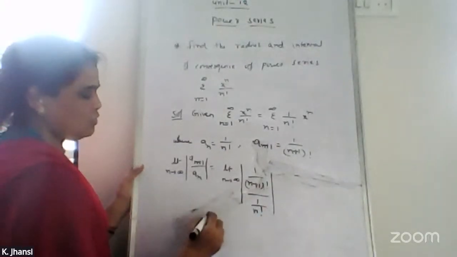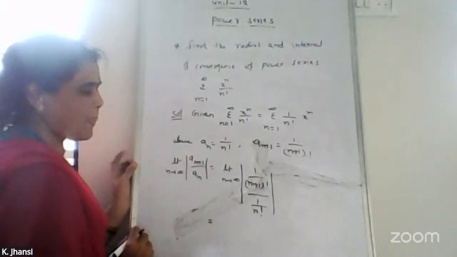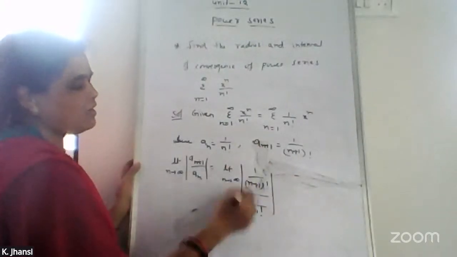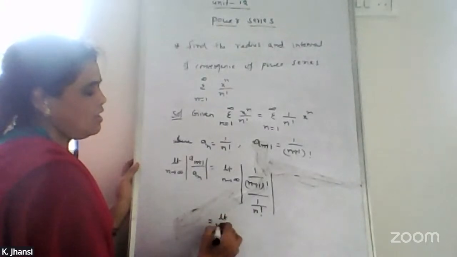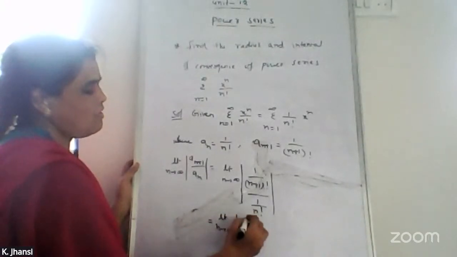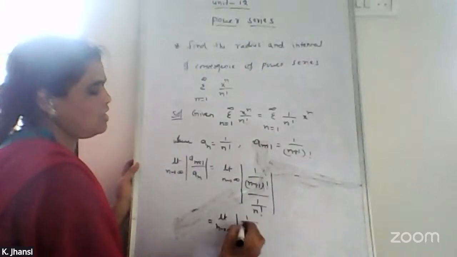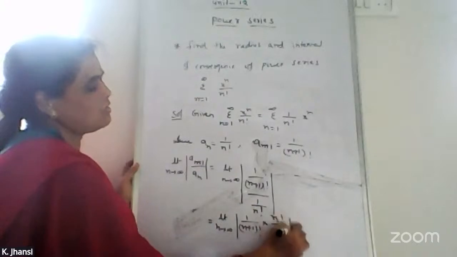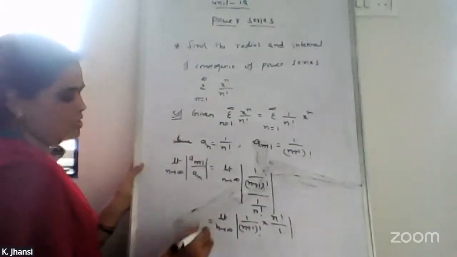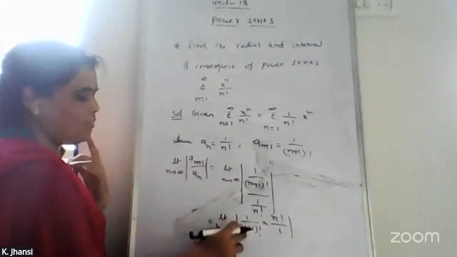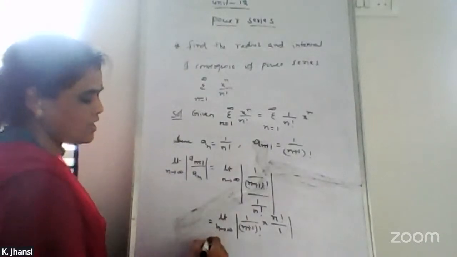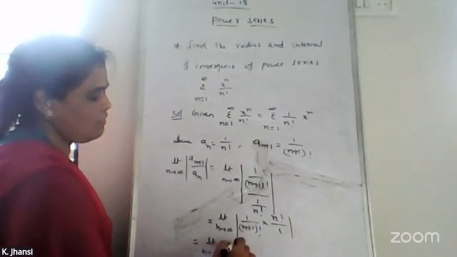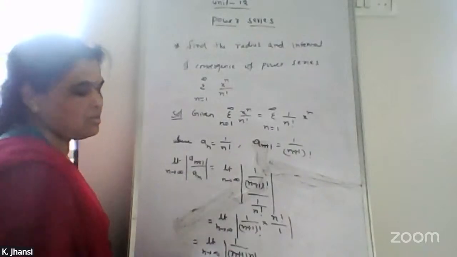Okay. So now this is equals to, if you interchange the numerator and denominator, you will get it as limit n tends to infinity 1 by n plus 1 into factorial into n factorial by 1. Okay. So this is equals to, here n plus 1 factorial, you can write it as limit n tends to infinity 1 by n plus 1 into n factorial. Okay.